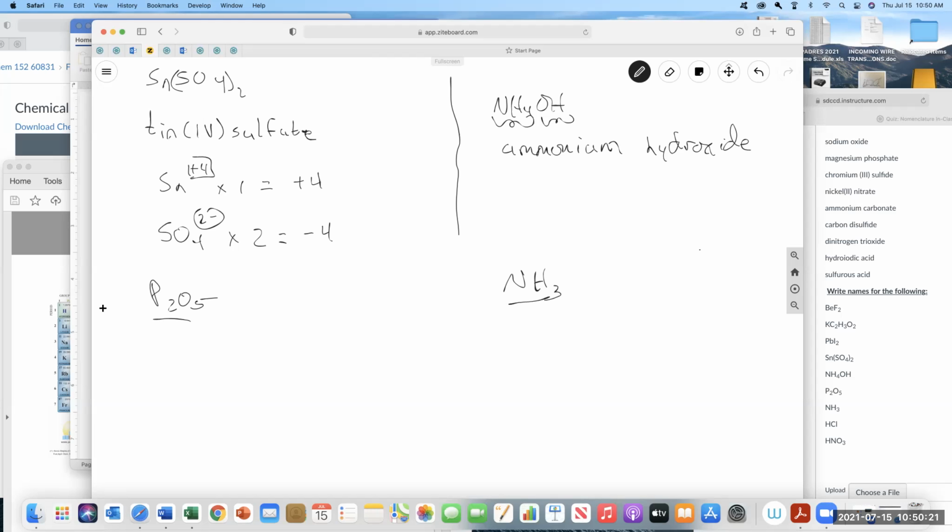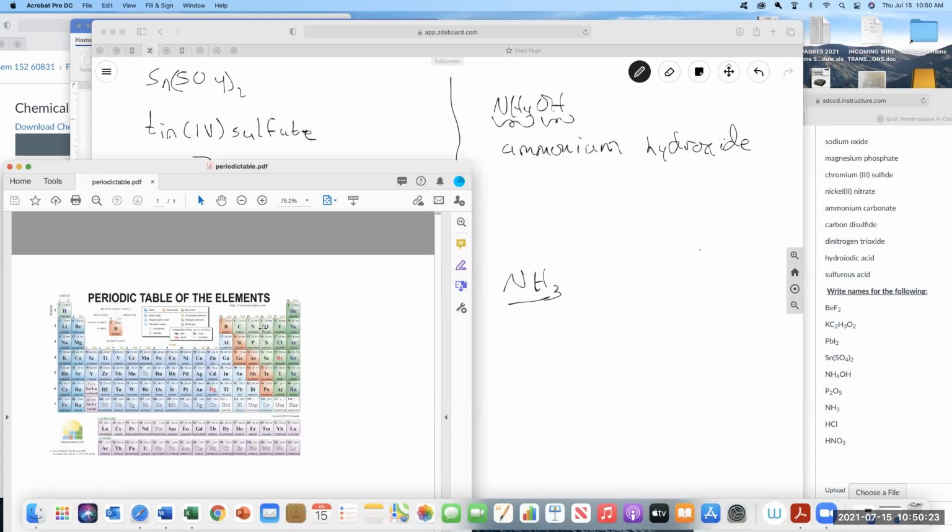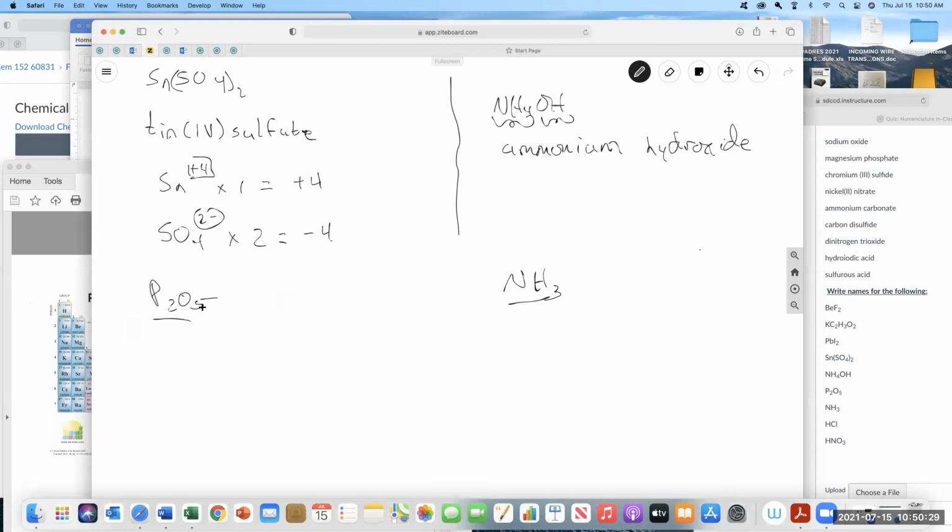All right, P2O5, phosphorus and oxygen are nonmetals, so we don't worry about charges. So it's just phosphorus oxide, but it's 2 phosphorus, so it's diphosphorus. I'm going to write, and then pent, 5 is pent, like the pentagon. That's it.